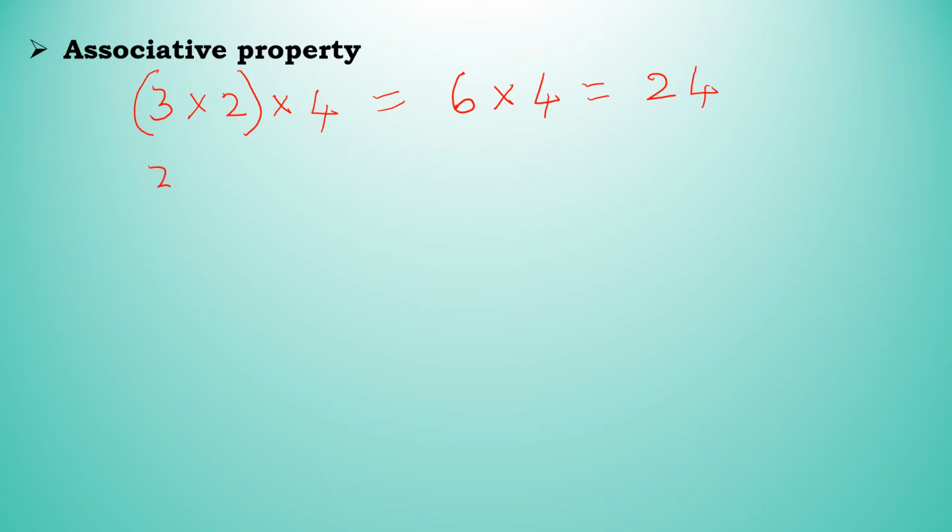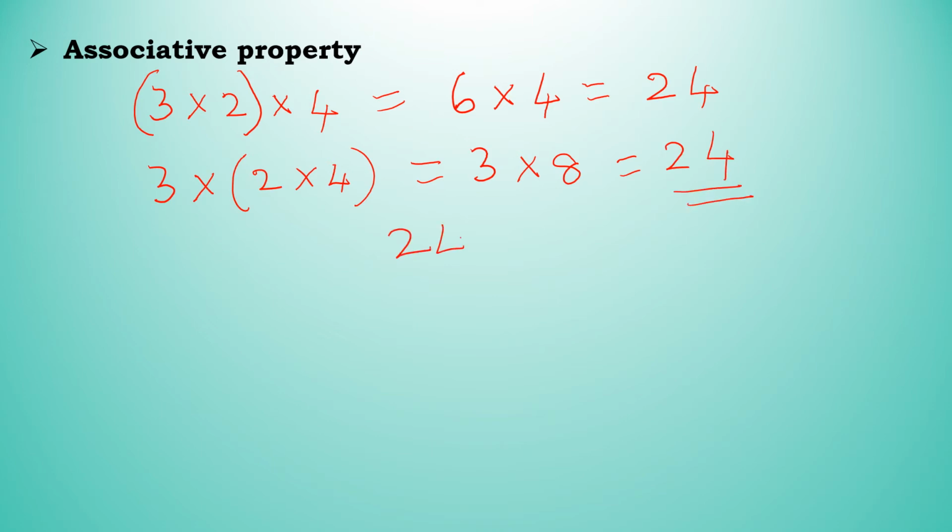Now let me group them in the other way. 3 multiplied by 2 multiplied by 4 is 3 multiplied by 8. What is 3 multiplied by 8? It is again 24. So I got 24 is equal to 24. So I can say that multiplication possesses associative property.